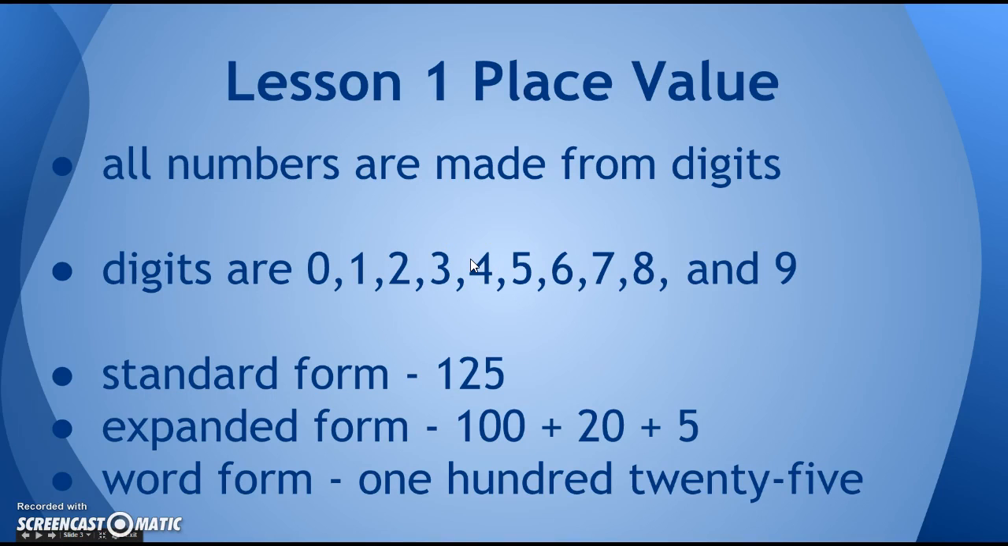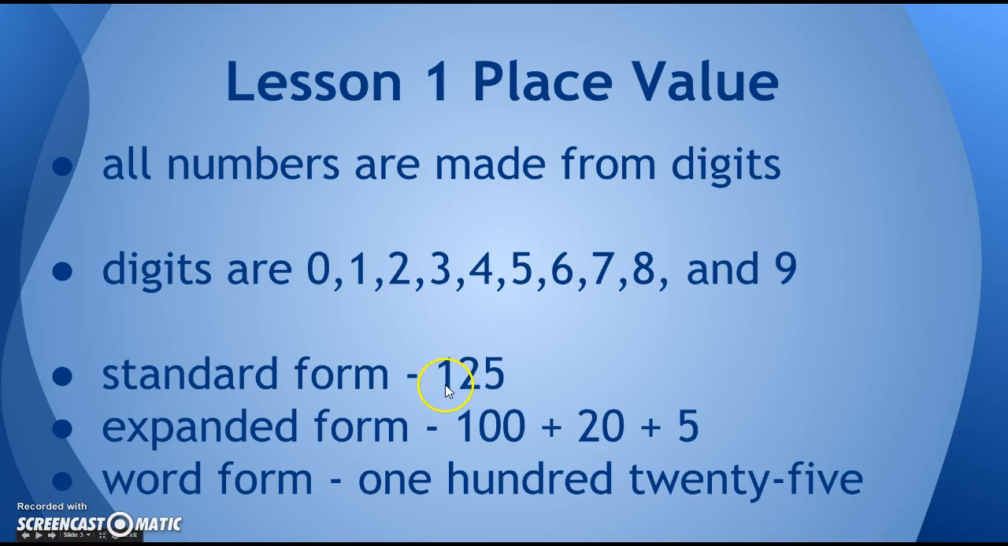So let's look at lesson 1, place value. First off, all numbers are made from digits. Digits are 0, 1, 2, 3, 4, 5, 6, 7, 8, and 9. With numbers, there are 3 different forms that we can put the number in. The first one is standard form, which you're most comfortable with, that you've been working with since you were in kindergarten. The next one is expanded form, where we take each place value and expand it out.